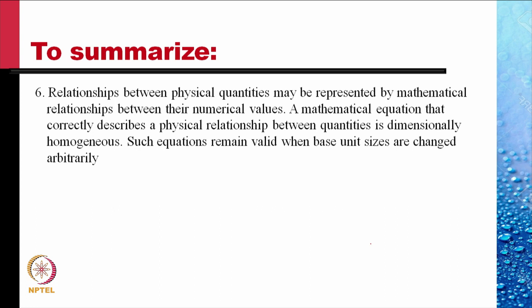Next, relationships between physical quantities may be represented by mathematical relationships between their numerical values, leading to the concept of physical equations. A mathematical equation that correctly describes a physical relationship between quantities is dimensionally homogeneous. Such equations remain valid when base unit sizes are changed arbitrarily.